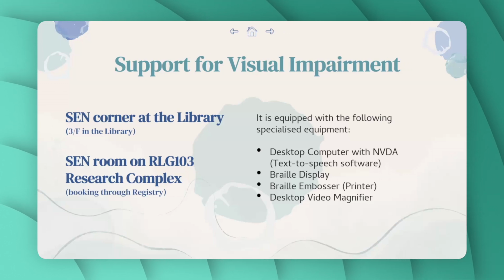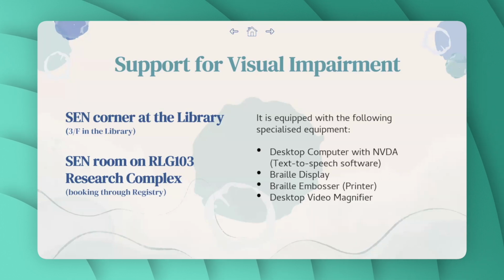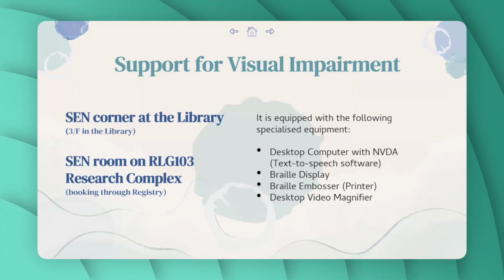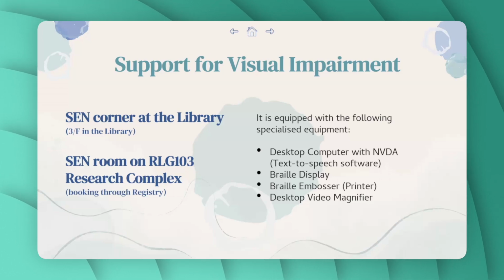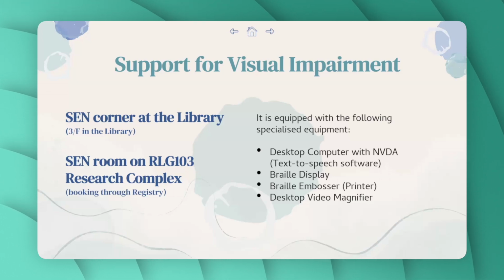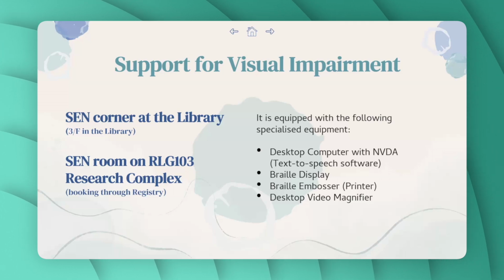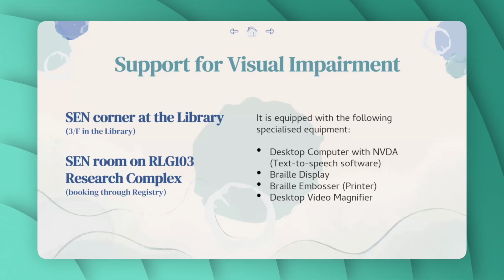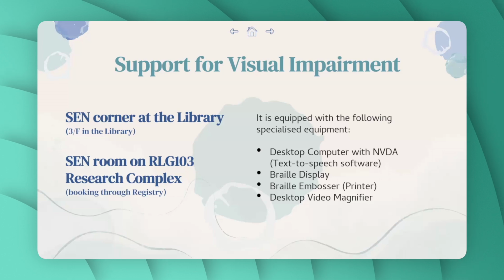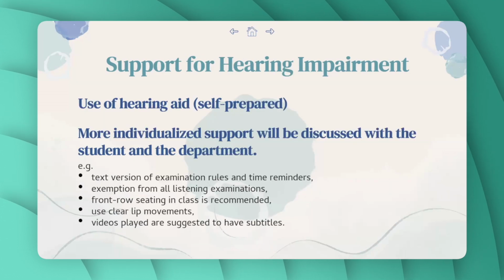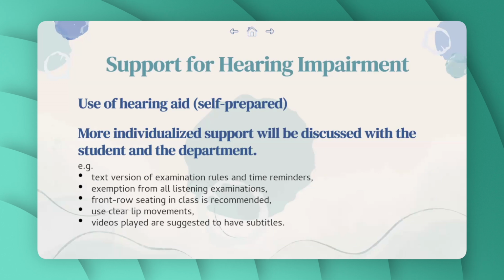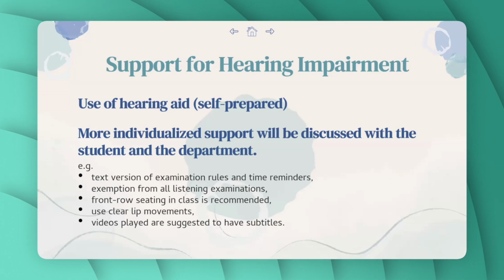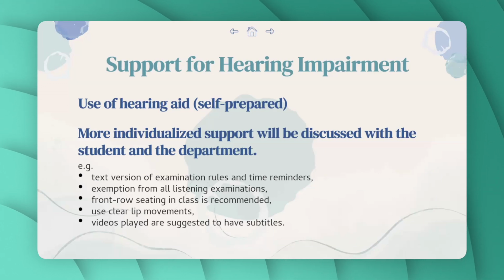Okay, so just a brief introduction about the corner because we have specialized equipment. For the visual impairment student, we have the text-to-speech software, we have the special printer, and we have the video magnifier there. Okay, so this is all free, by the way. Next one, for hearing impairment students, usually they will have their hearing aid, which is self-prepared.